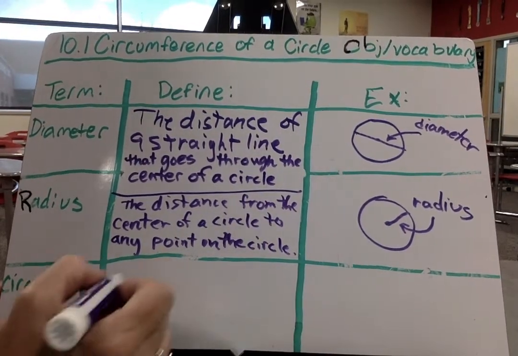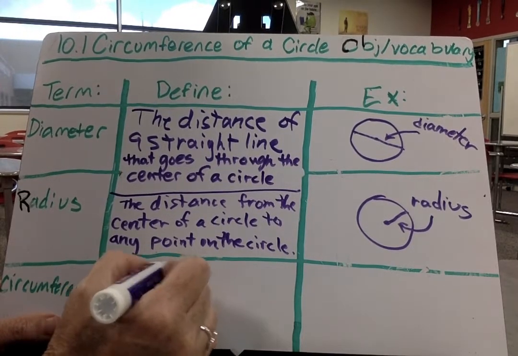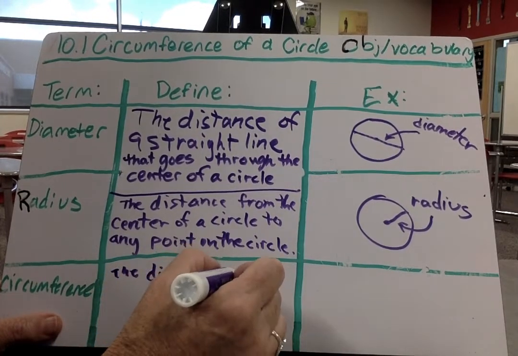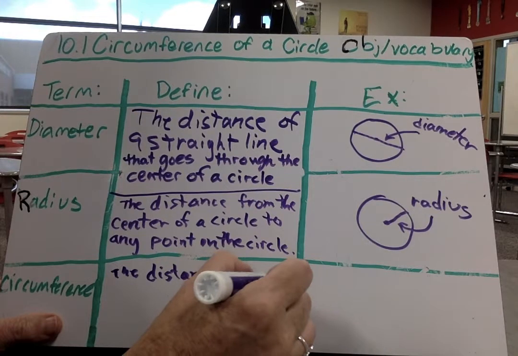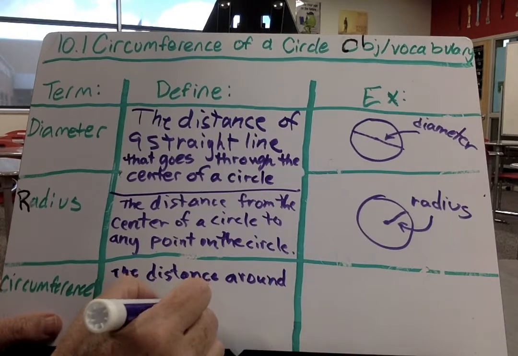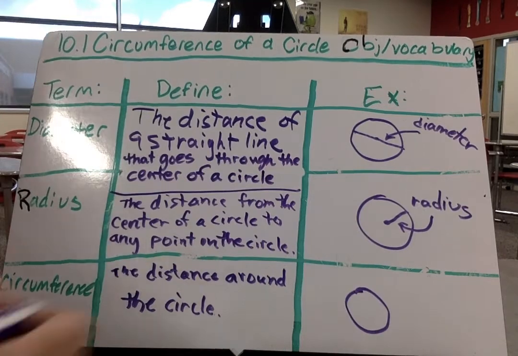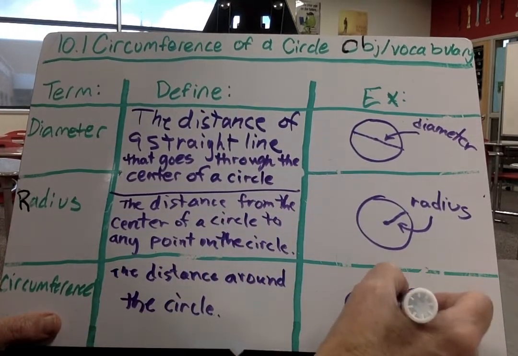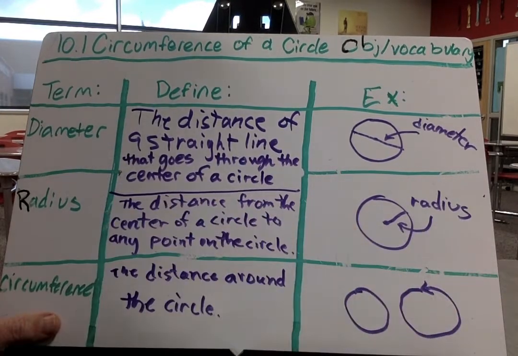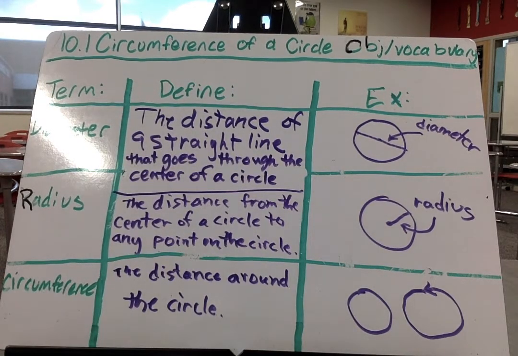Circumference is the distance around the circle. So if I start here, the circumference is going all the way around like that. Pause the video if you need it. I'm going to go ahead and move on to the next section.